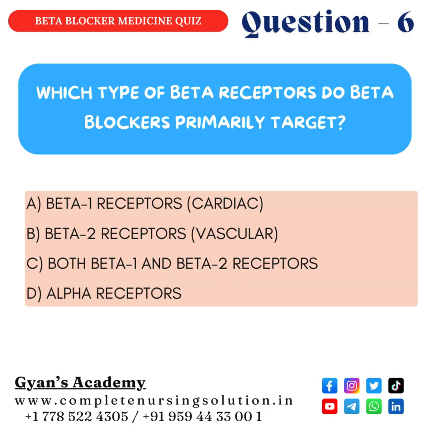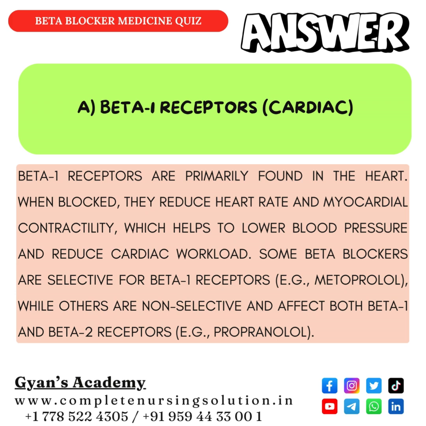Which type of beta receptors do beta blockers primarily target? Option A, beta-1 receptors, cardiac. Option B, beta-2 receptors, vascular. Option C, both beta-1 and beta-2 receptors. Option D, alpha receptors. Answer. Option A, beta-1 receptors, cardiac.